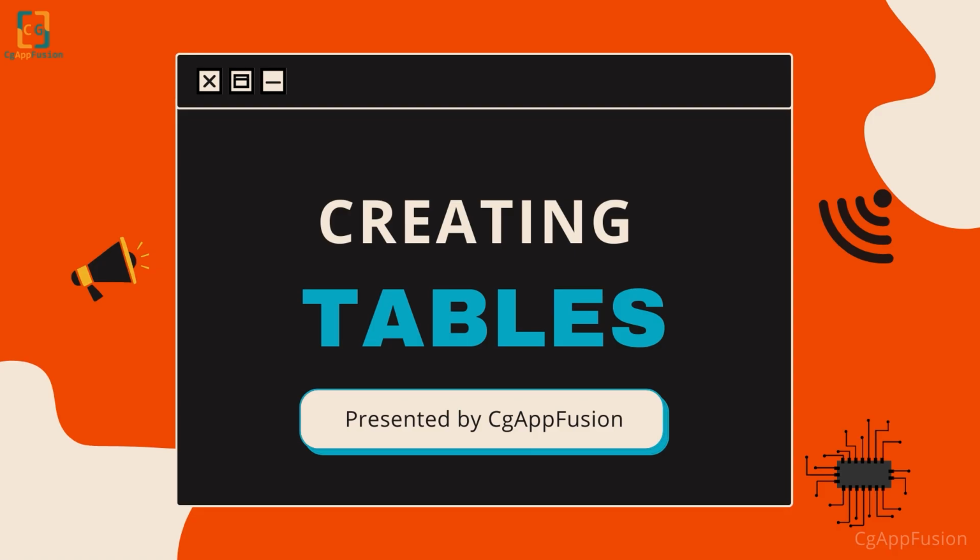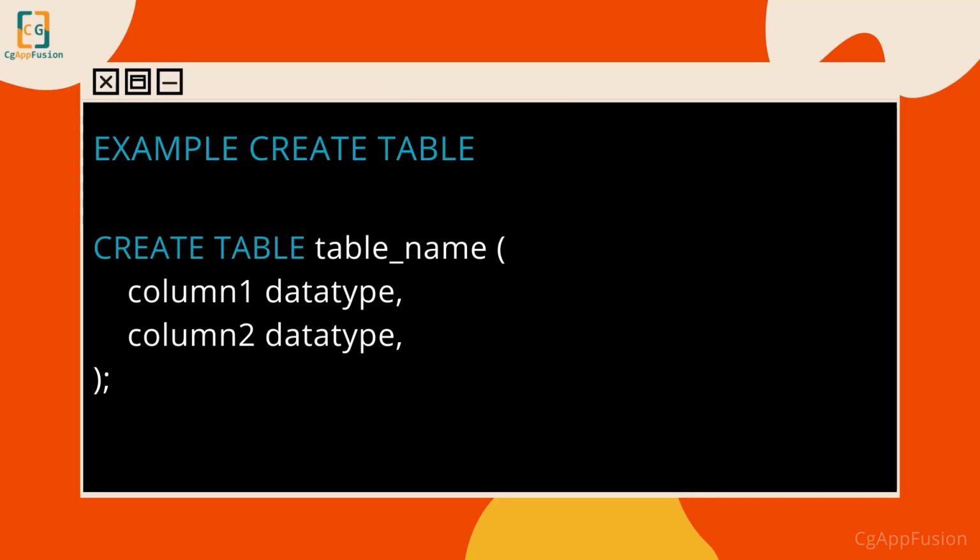Welcome back. We have talked a lot about tables and data types. So now we are ready to create our first table. So let's look at the syntax for creating the table. To create a new table, we specify the table name and we specify the column name with the corresponding data type.